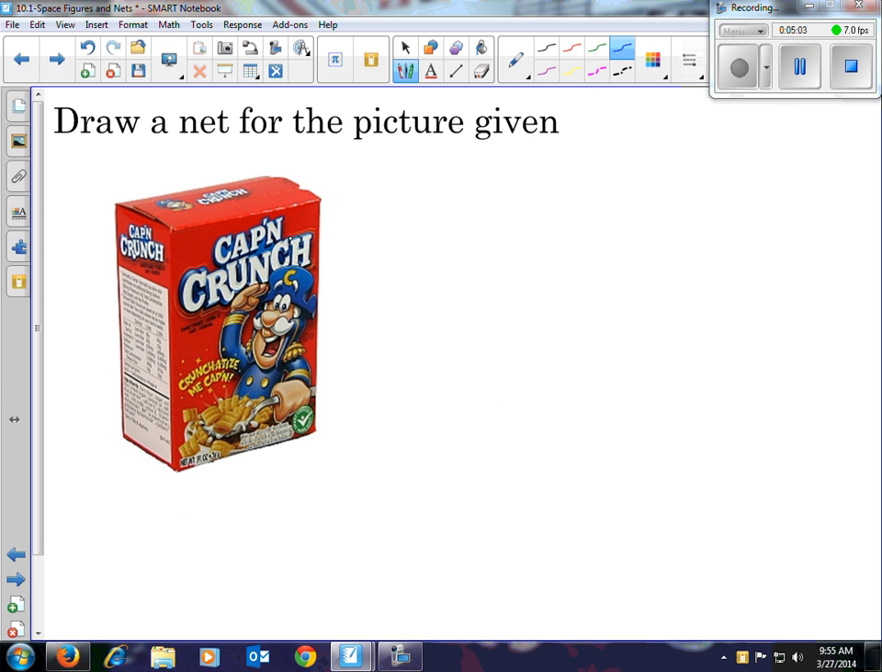So now I'm going to have you draw a net for this picture. And how we're going to do that is we're going to try to look at how many different sides we have and what the different shapes are.